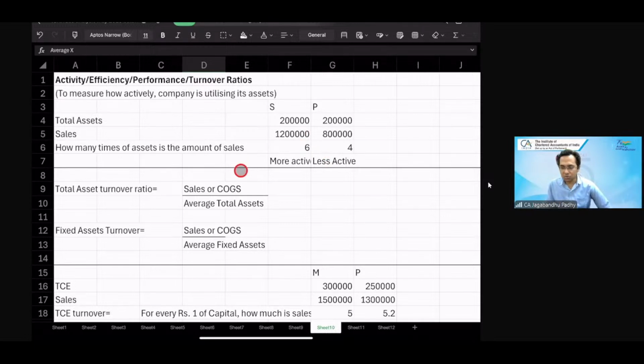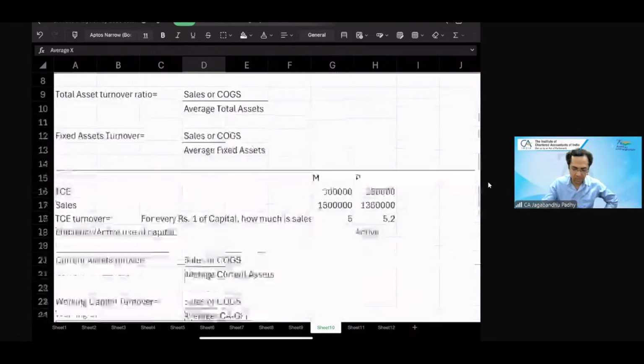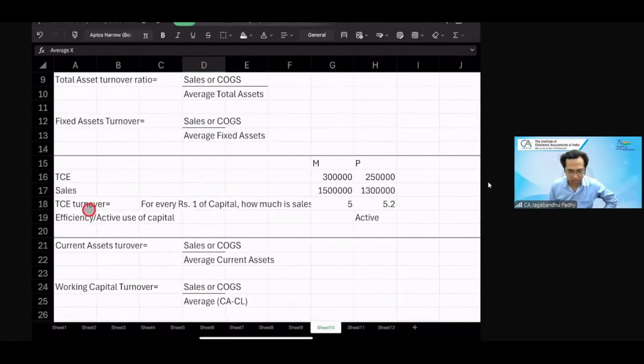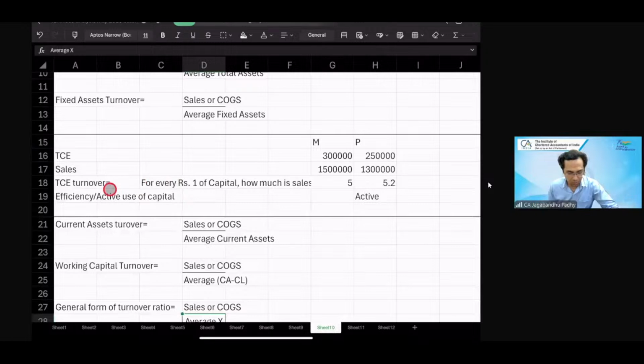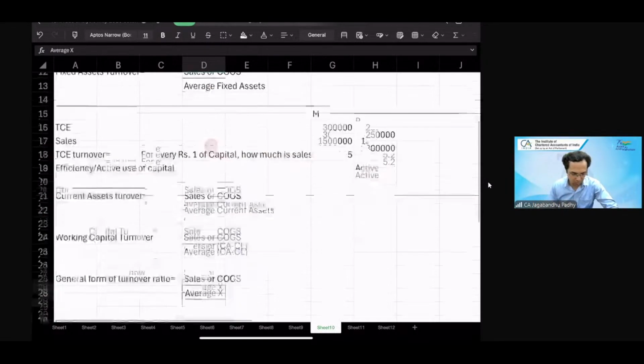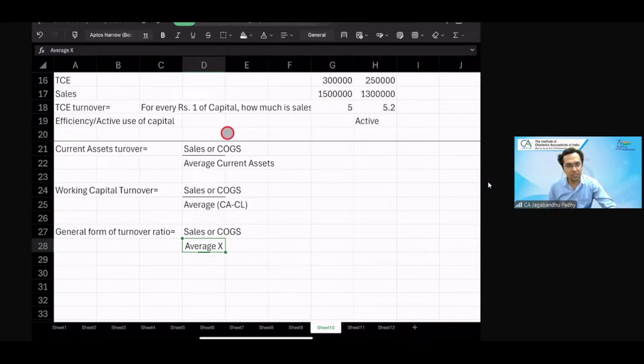So all these ratios are always going to be in the form of either sales or COGS, that the question will provide us, divided by the average total assets. Fixed asset turnover similarly will be sales or COGS upon average fixed assets. There may be total capital turnover. Total capital turnover will be also on the similar line, which will be total capital employed in the denominator, and sales or COGS in the numerator. Current asset turnover also on the same line, sales or COGS upon average current assets.